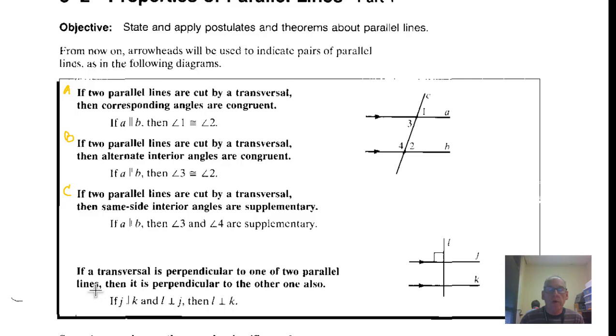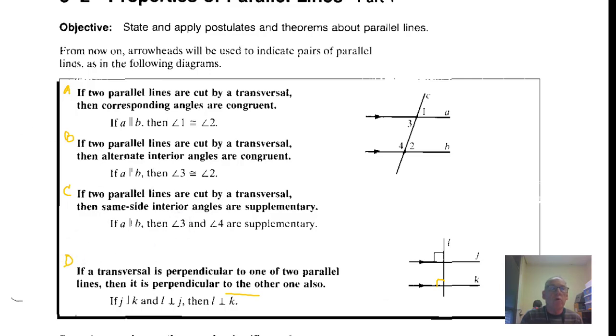And then one that we haven't really had in our text is if a transversal is perpendicular to one of two parallel lines, then it's perpendicular to the other one also. If you think about it, it kind of makes sense. If this transversal makes a right angle with one line that's parallel to another line, then corresponding angles are going to let us throw that right angle up to the other line, which also shows that the transversal is perpendicular to that one also. So we'll call that D.